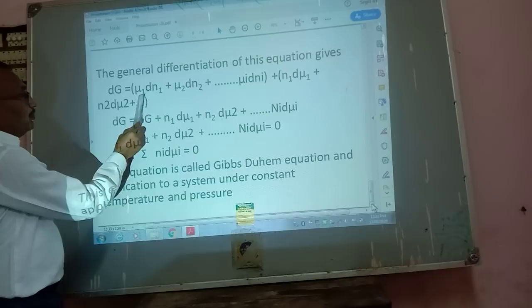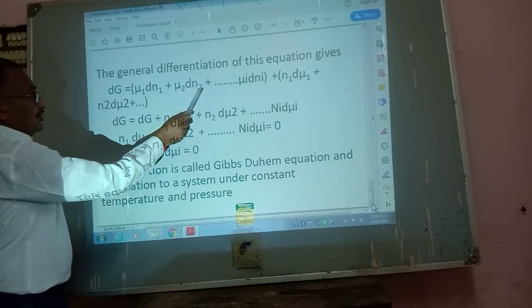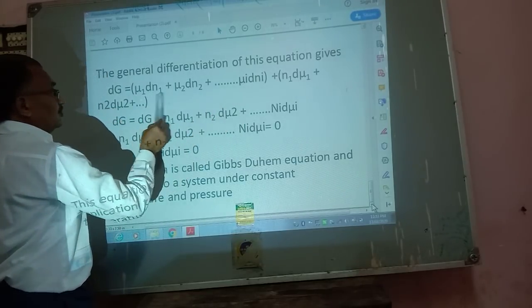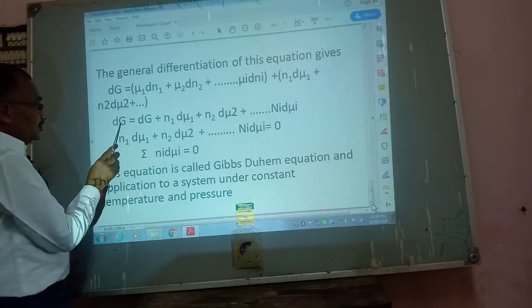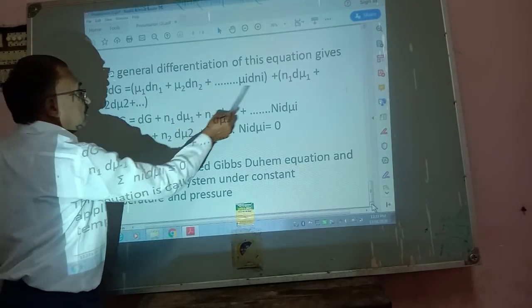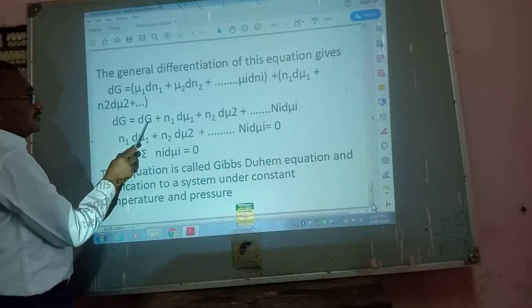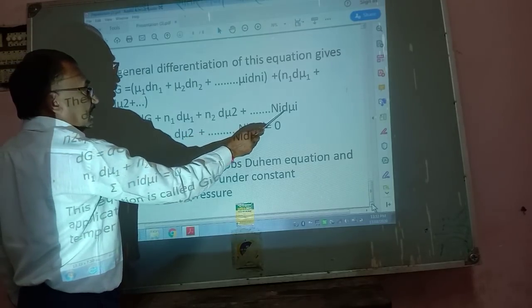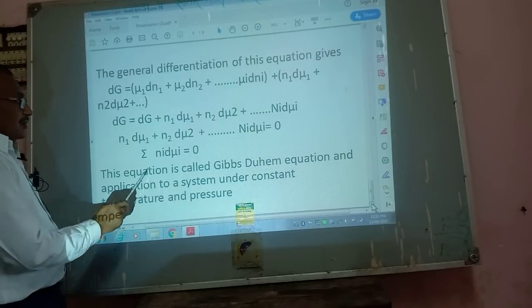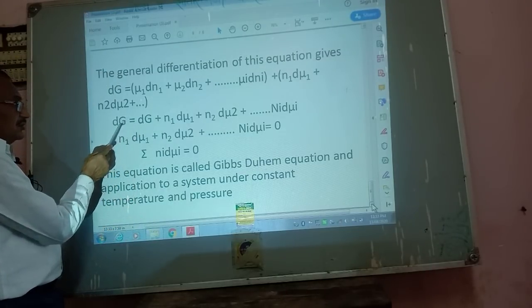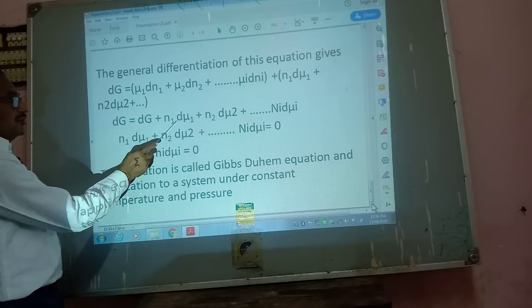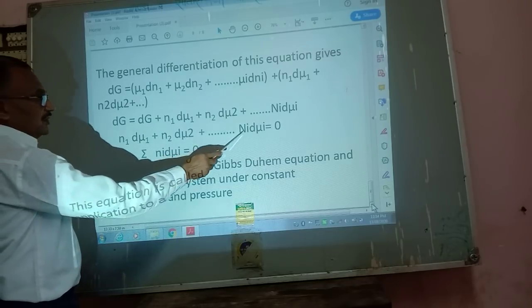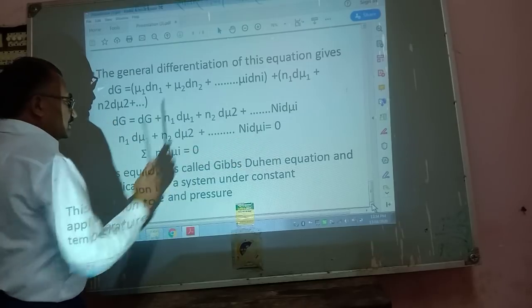Now the term mu1 into dn1 plus mu2 into dn2 plus mu_i into dn_i is equal to dG, and therefore dG is equal to dG plus n1 d mu1 plus n2 d mu2 plus n_i d mu_i. Now this dG cancels with this dG, and therefore the equation comes out to be n1 into d mu1 plus n2 into d mu2 plus n_i into d mu_i is equal to 0.